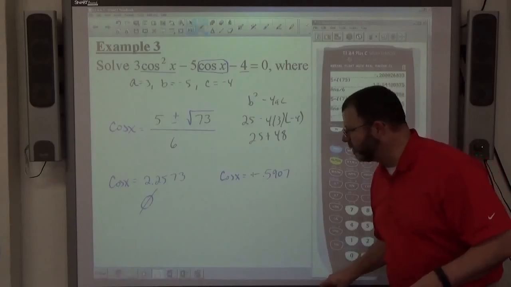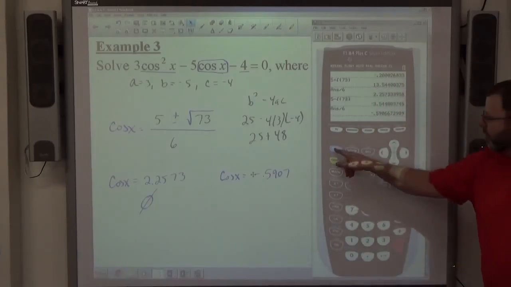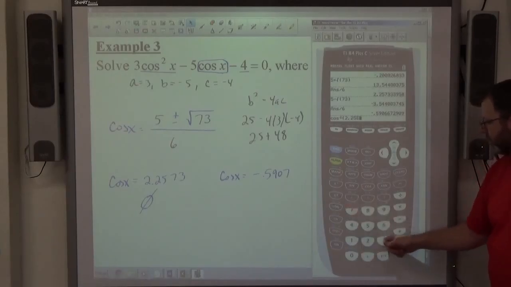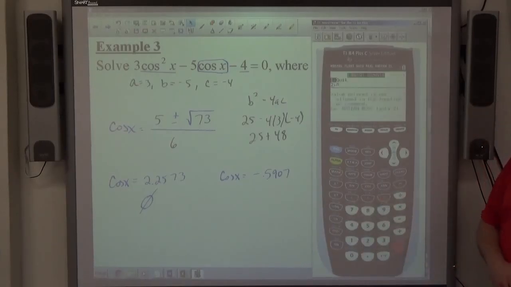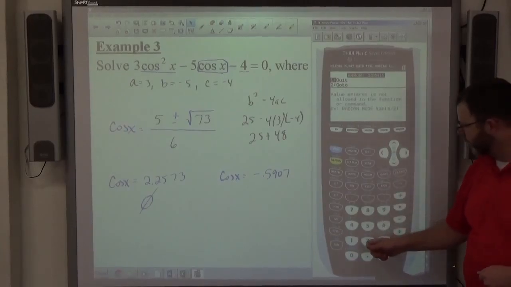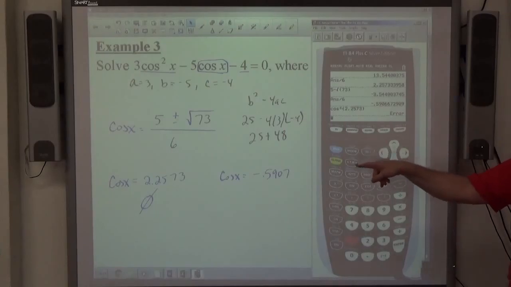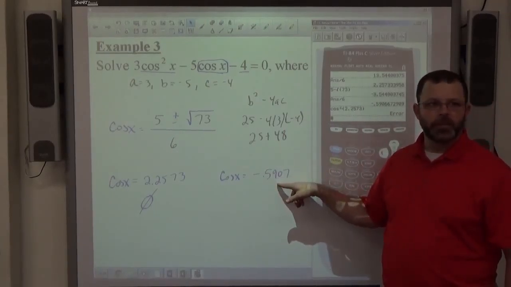If you don't, if cosine of x equals that, then I should do inverse cosine of that, 2.2573. Your calculator will say error domain. That just means you can't do it. It's not possible. You can't inverse cosine a number bigger than 1 or less than negative 1. It's not allowed. So no answer comes off of that one. The other one, though, is between negative 1 and 1, so there should be 2 answers.